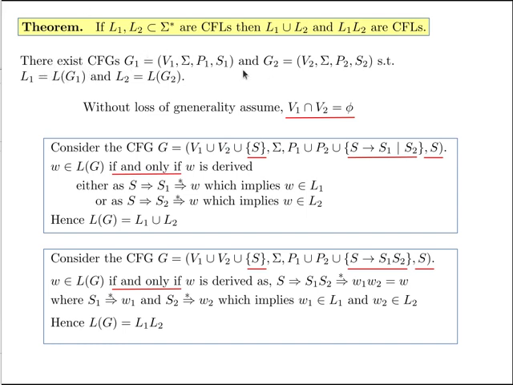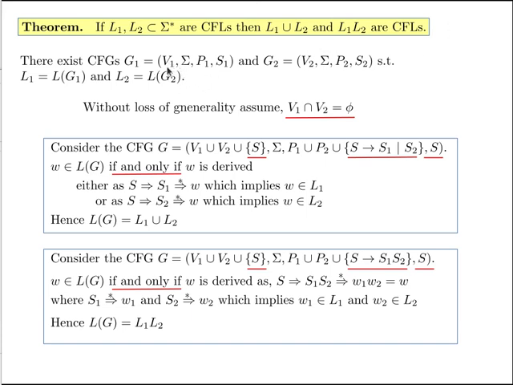So first we take closure under union and concatenation. If L1 and L2 are CFLs, then their union and concatenation are also CFLs. To prove that, let's first consider two CFGs corresponding to L1 and L2. Let's say the CFGs are G1 and G2, and they have start symbols S1 and S2. And without loss of generality, we assume that their variables are disjoint.